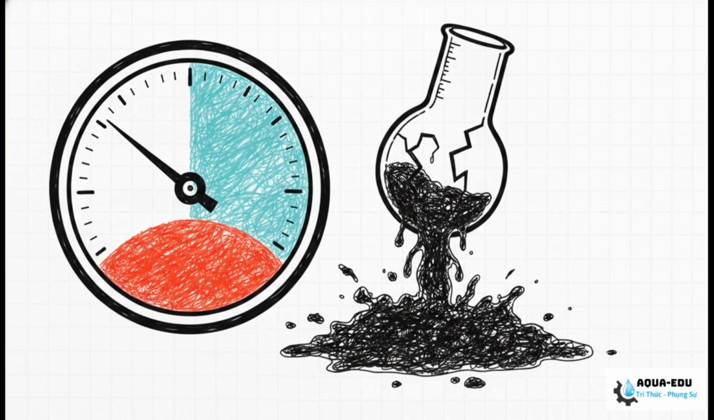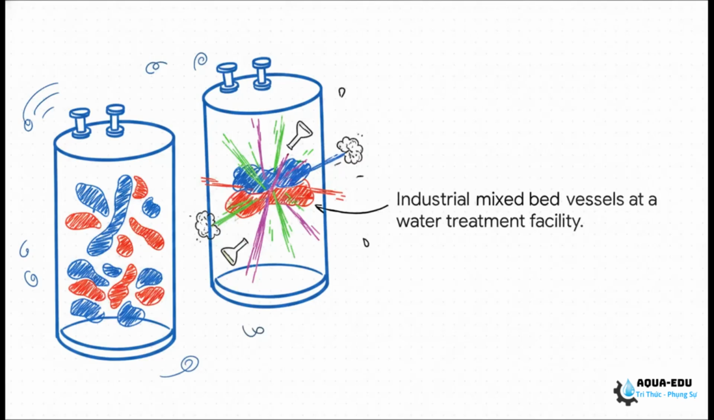Let me tell you, this isn't just a minor blip. This is a massive, systemic failure in your regeneration process. The real nightmare is unfolding right inside those massive industrial vessels. What happened is that during the initial backwash step of the regeneration, the cation and anion layers simply failed to separate cleanly. Because they stayed mixed together, injecting the chemical regenerants led to severe cross-contamination.